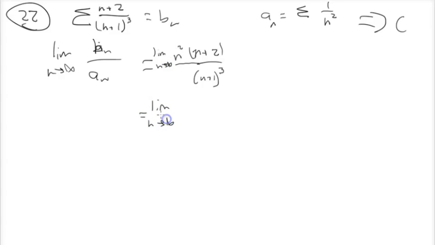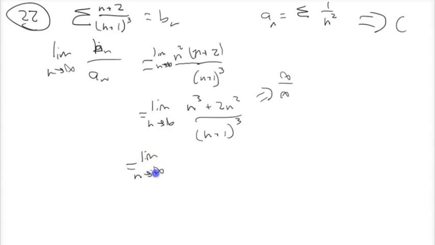We'll get the limit as n approaches infinity. Let's distribute that n squared. Then we'll get n to the third plus 2n squared over n plus 1 to the third. When we put infinity in here, we get an indeterminate form, so we can use L'Hopital's rule. We take the derivative up here, 3n squared plus 4n, and the derivative down here, 3 times n plus 1 squared, and the derivative of the inside is 1, so we can leave it as is.